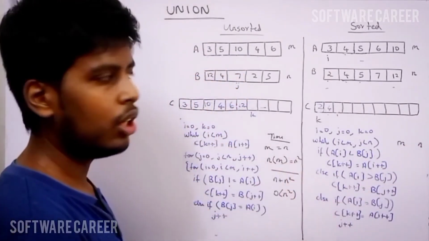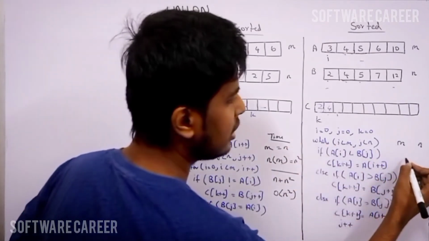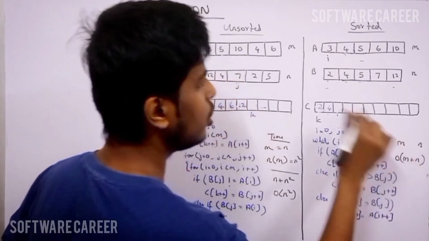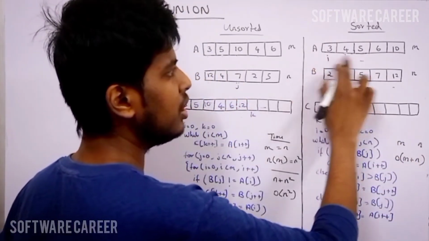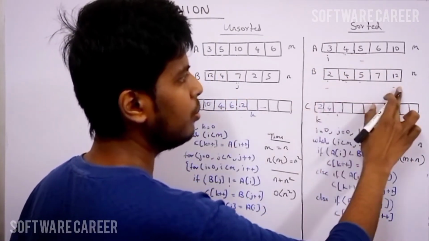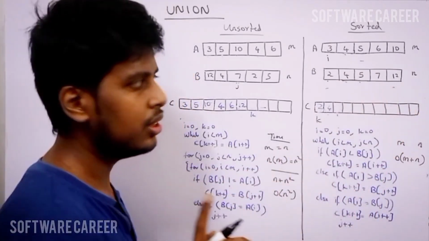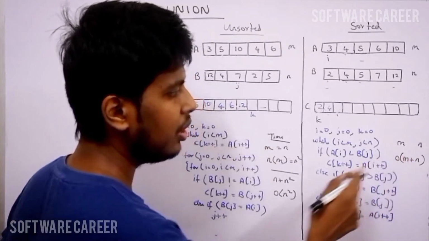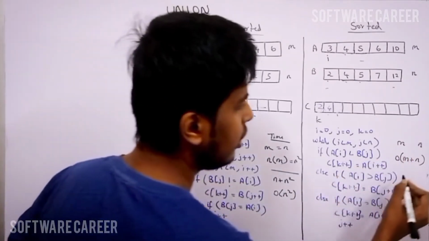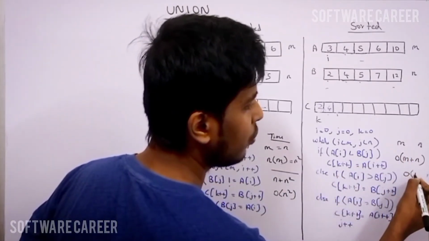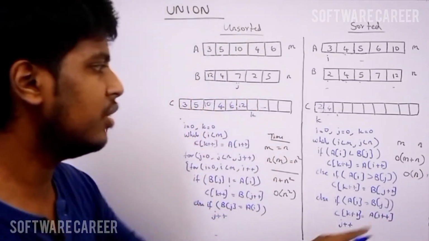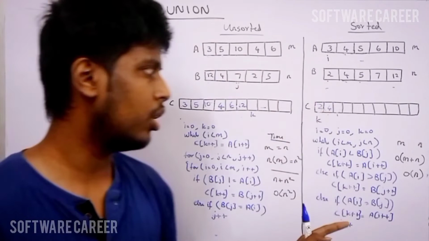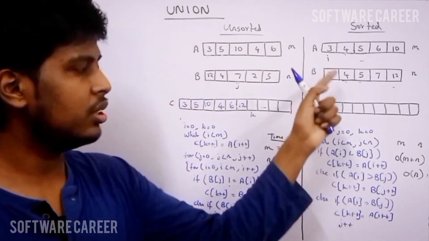So what is the complexity? M plus N. O of M plus N, because you took only once. I traveled from 0 to M minus 1, then J traveled from 0 to N minus 1 only once. Then O of M plus N. M plus N means it's having power 1 only. So the time complexity for this is order of N. This is how you should find the union operation in sorted arrays.